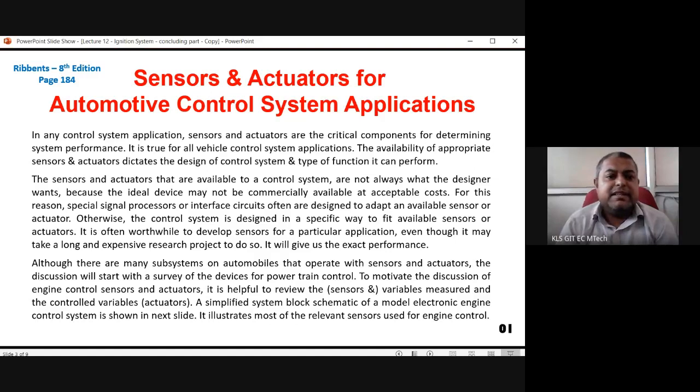Next paragraph, it is said that the sensors and actuators that are available to control a system are not always what the designer wants. So exactly custom made things might not be available in the market. Sometimes the vehicle designer has to accept some of the sensors and actuators which are already available in the market. They are so widely available that they have become the standards.